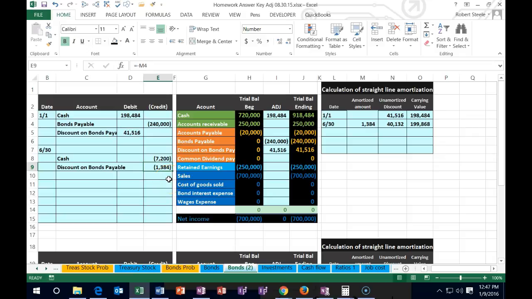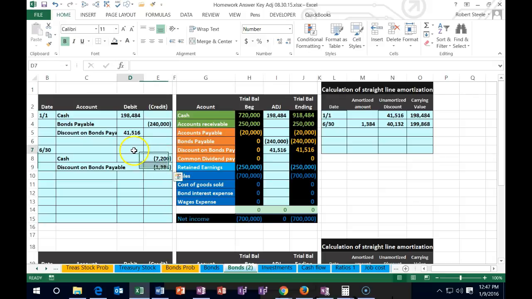Note that by doing so, instead of just typing in a negative 1,384, I've taken a number that is not rounded. If I go to the home tab, to the number group, I can see it's really 1,384.9. So just keep in mind that there could be rounding issues as we go through this. So here are the credits that are going to happen.